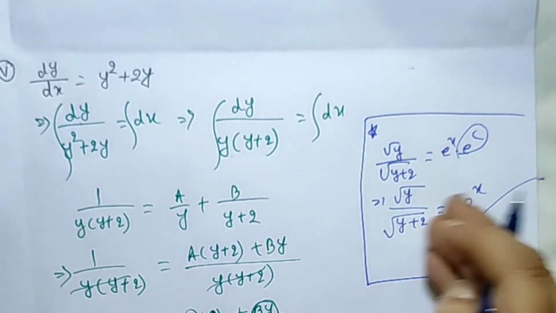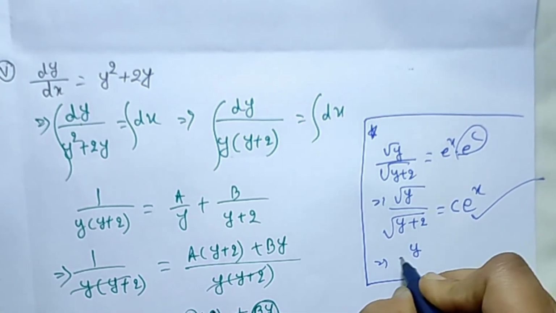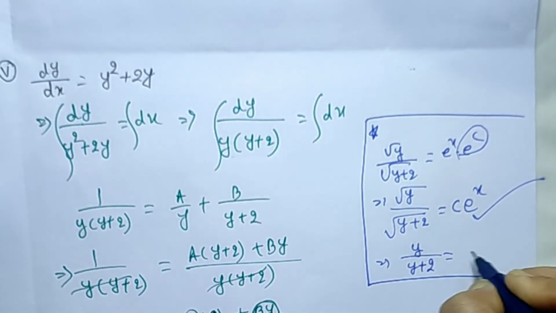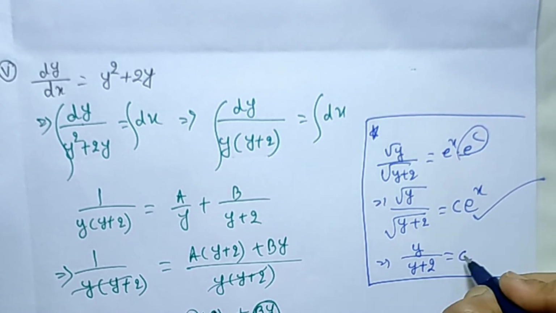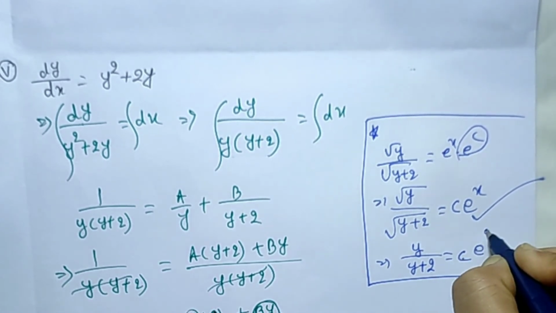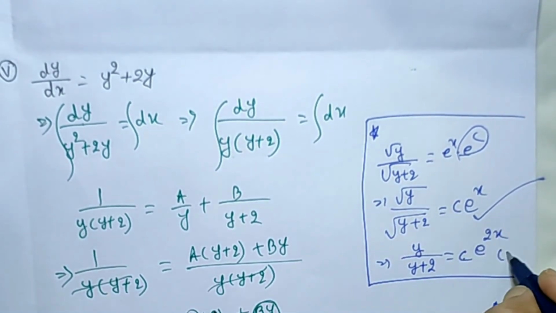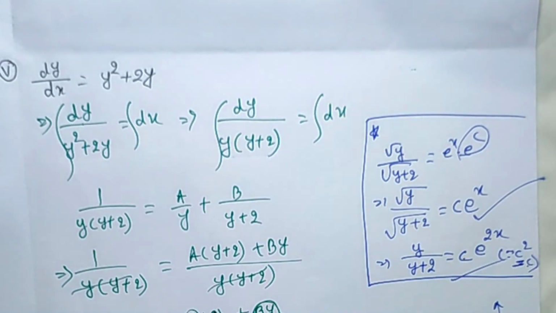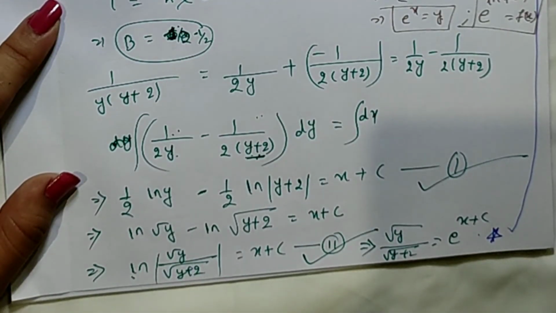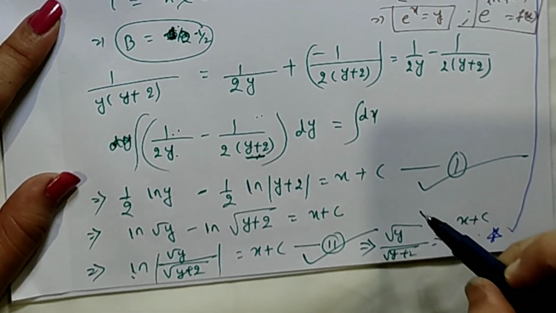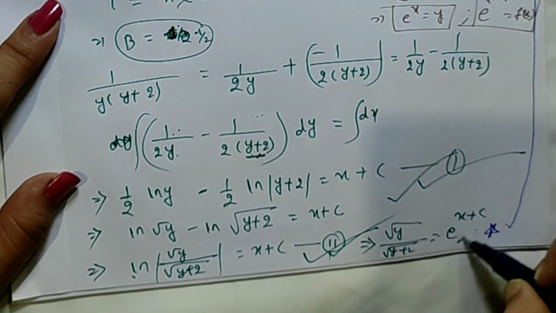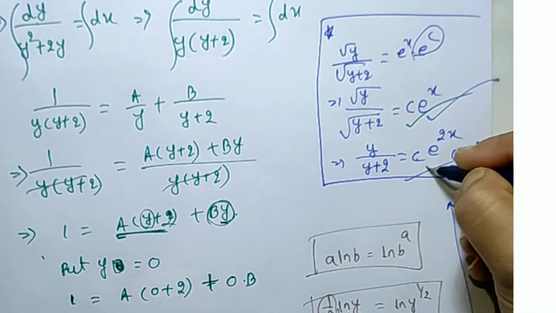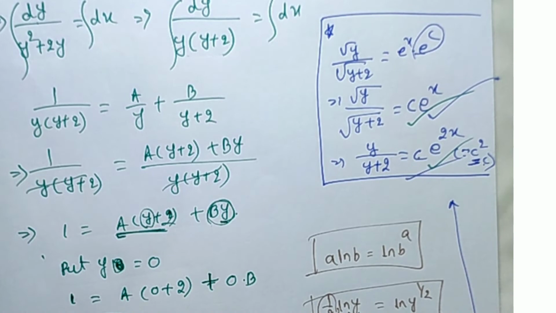Or squaring both sides, we can write y by y plus 2 is equal to c square, which is also a constant, which can be written as c, and this is e power 2x. Since c square is also a constant or not. So this can be your answer. So for this question, this can be your answer, or this, or this, or this, or this. Okay, whatever you can write, that is the answer.